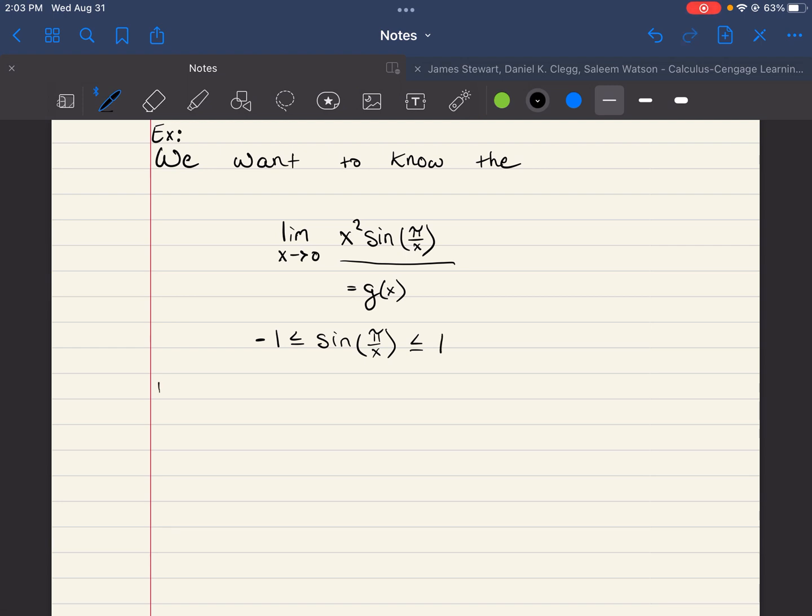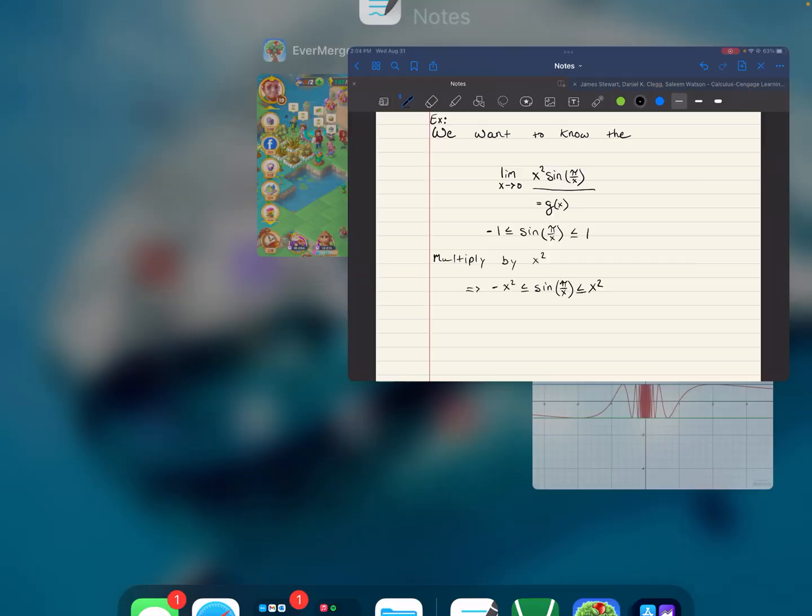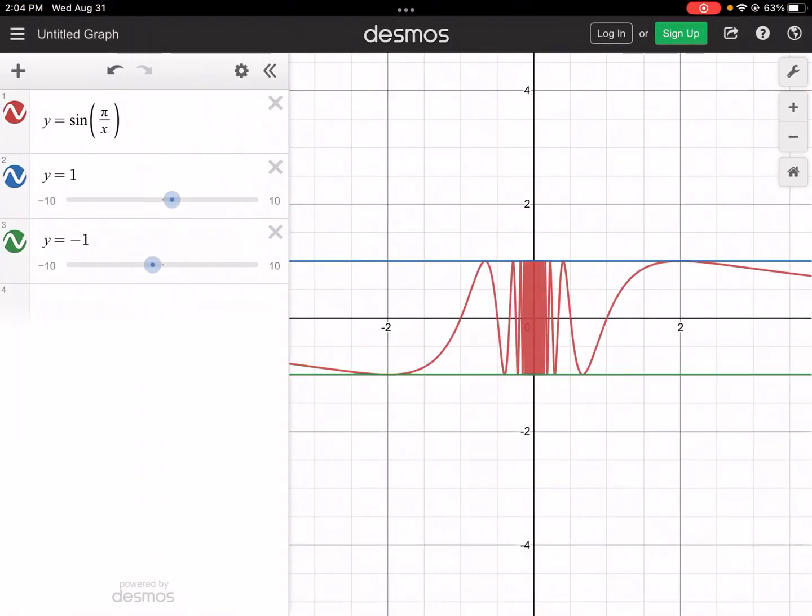The next thing we want to do is multiply all three of those functions by x squared. So it's like we were just scaling all of those values. We're going to get -x squared is less than or equal to, and x squared is positive, so we don't have to worry about changing the direction of the inequality, sine of pi over x, which is less than or equal to x squared. So let's jump back to the graph and add those changes in.